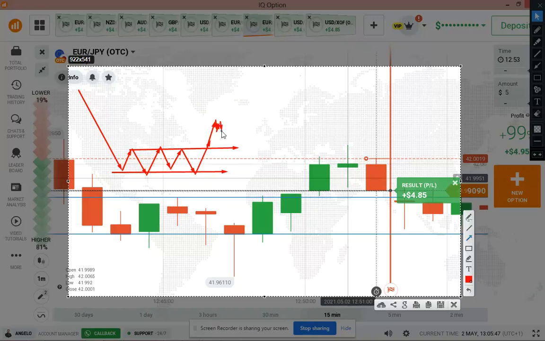like this, make some ranging or some consolidations, then maybe try to give some traders the idea, oh, this is a breakout. Before you know it, the market will just drop back down to this level. Most of the time, it happens like this.